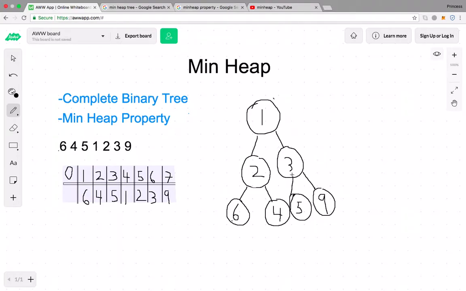Now to write the final results, the way we read this is we go top down, left to right. So we would read it as 1 2 3 6 4 5 9. So that would be the final output from this min heap.